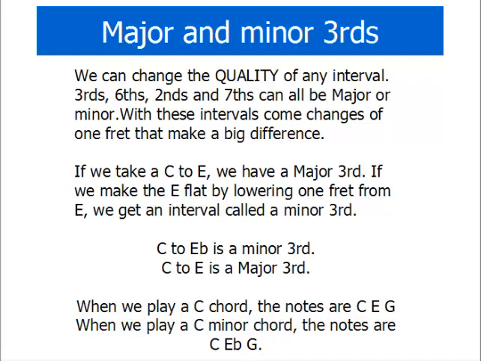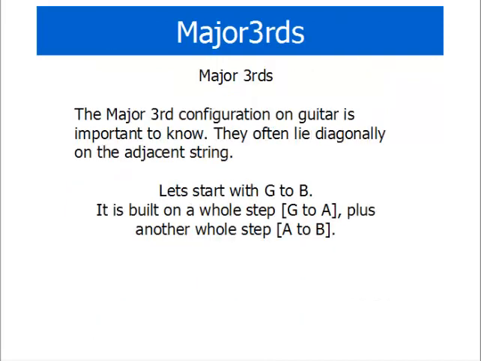When we play a C minor chord, the notes are C, E flat, and G. The use of the minor third will determine what kind of chord you're playing. Now, the major third configuration on guitar is important to know. They often lie diagonally on the adjacent string.